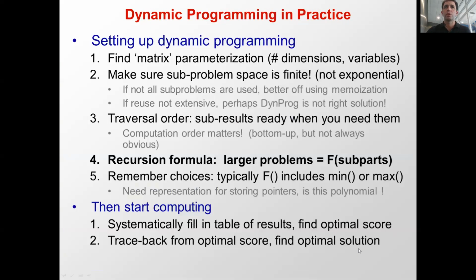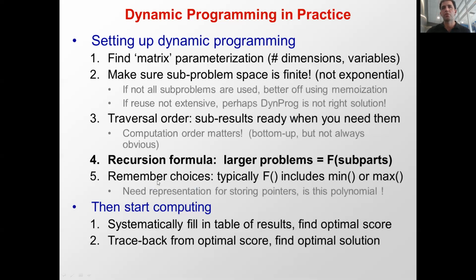So how do we set up dynamic programming? Well, basically, first of all, we need to figure out how to parameterize a matrix. In this particular case, it's simply a one-dimensional table. Make sure that the subproblem space is finite, not exponential. Choose how to traverse the matrix so that the sub results are already ready when you need them. And then define the recursion formula. In Fibonacci, it was simply figuring out the function of the sum of the parts, which was a plus operation.